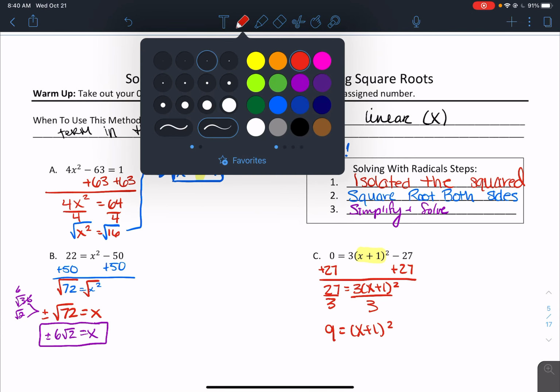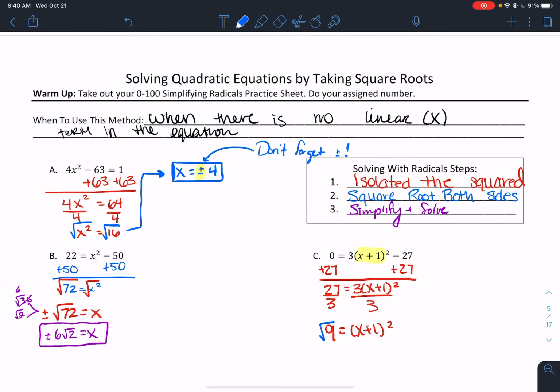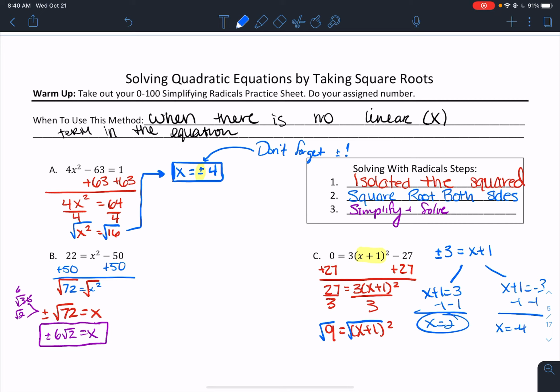And now I have the x plus 1 squared all by itself. I can radical both sides. The square root of 9 gives me plus or minus 3 equals x plus 1. So that means that I have x plus 1 equals 3, or x plus 1 equals negative 3. And I can solve both of these equations. And there I go.